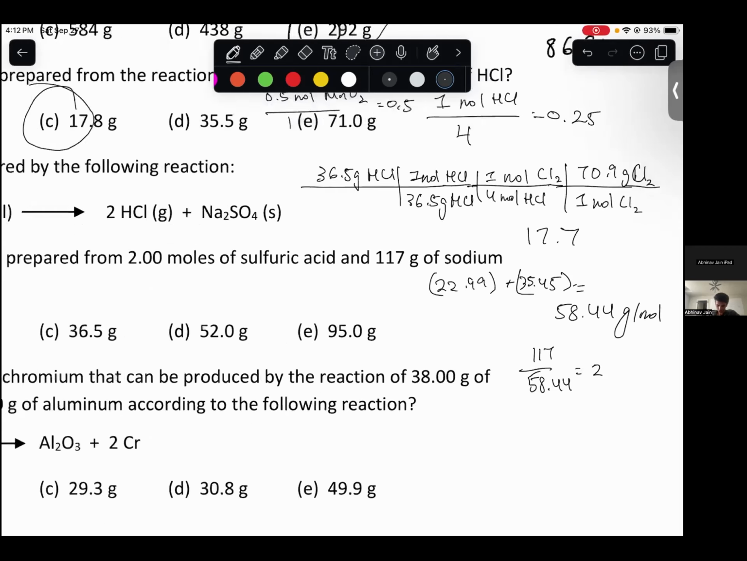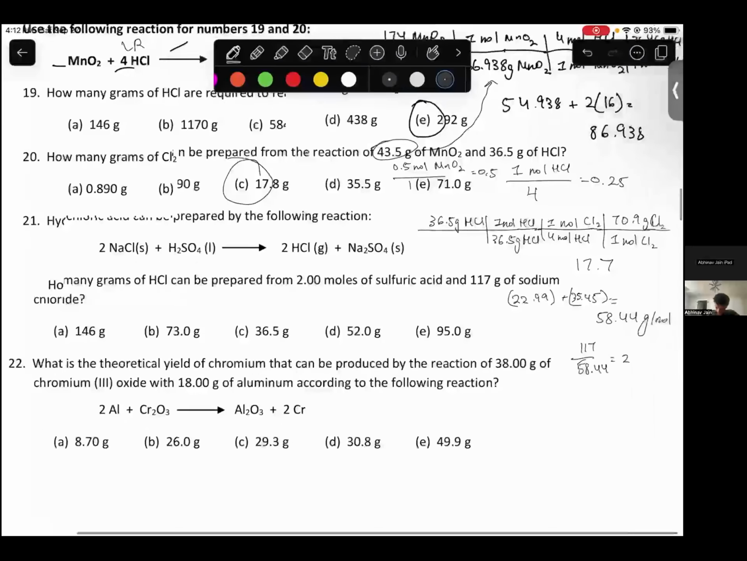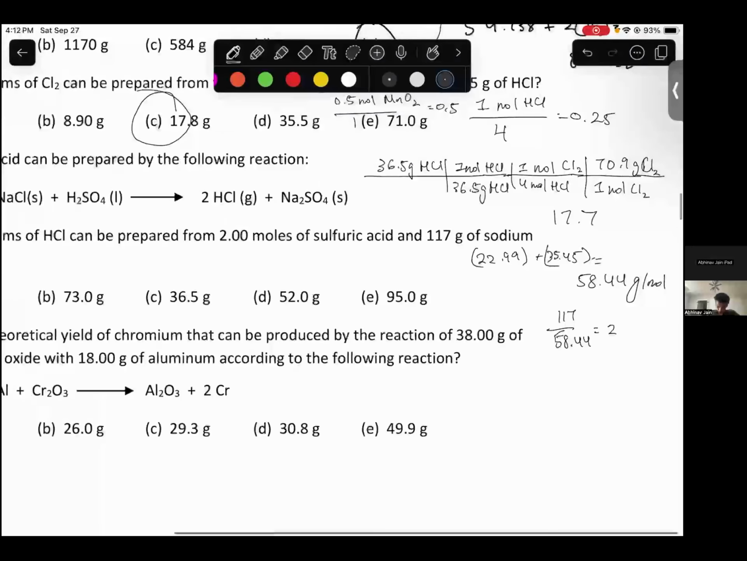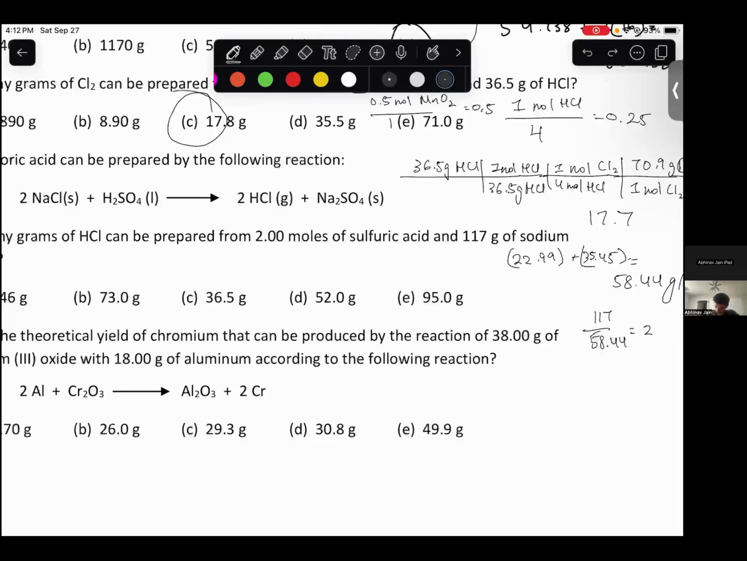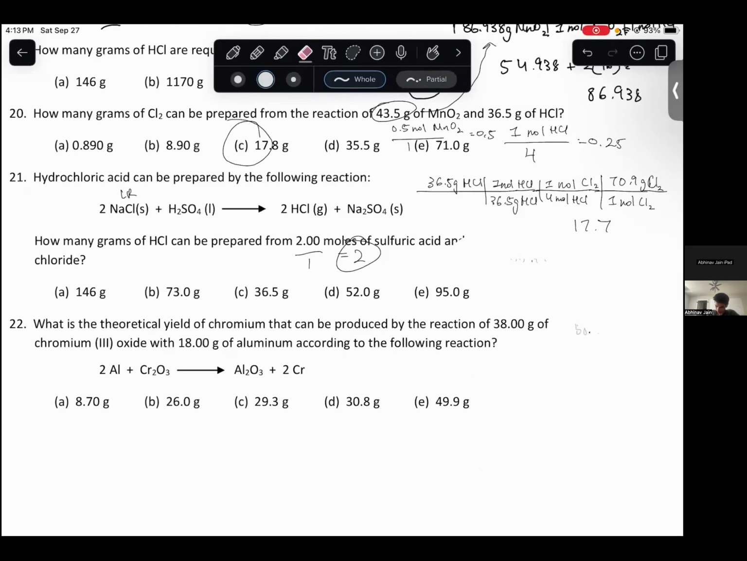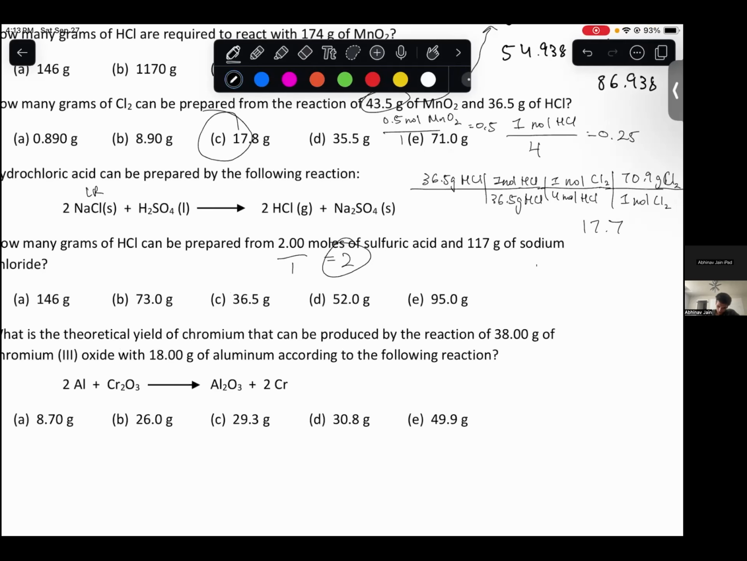So you have 2 moles of sodium chloride and 2 moles of sulfuric acid. Let's divide each quantity by their molar coefficient. For sodium chloride, the molar coefficient is 2, so 2 divided by 2 is 1. Then for 2 moles of sulfuric acid, the coefficient is 1, so 2 divided by 1 is 2. Obviously, 1 is less than 2, so that means sodium chloride is the limiting reactant. So now we can do our stoichiometry. For every 117 grams of sodium chloride that we started with, for every 58.44 grams of those, we'll have 1 mole of NaCl.